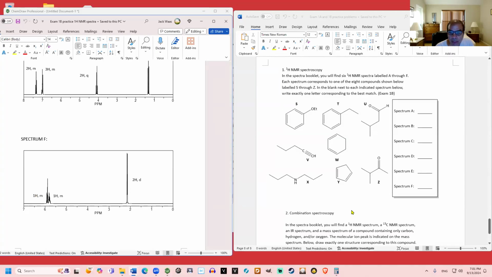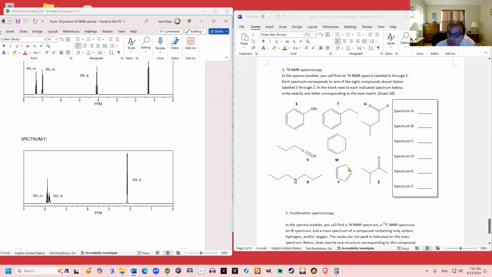Are there any compounds with vinylic hydrogens? Well, yes, there are. Compounds W and Y have vinylic hydrogens. But we need to pick the one that's correct in the ratios of the hydrogens. We need a ratio of 1 to 1 to 2 of the two types of vinylic hydrogen to the alkane hydrogens. Compound Y has 2 of those vinylic hydrogens, 2 of those vinylic hydrogens, and 2 of those alkane hydrogens.